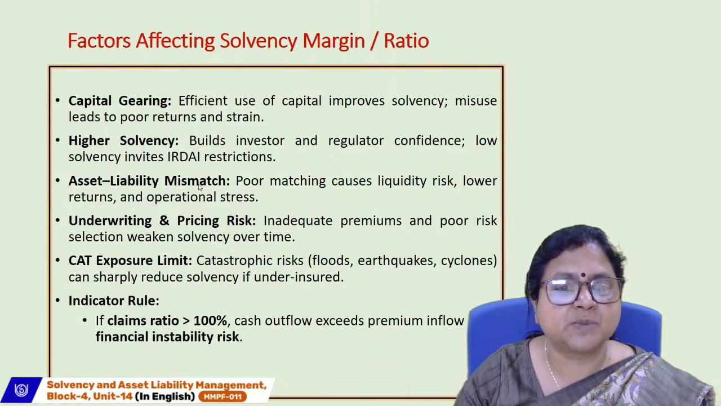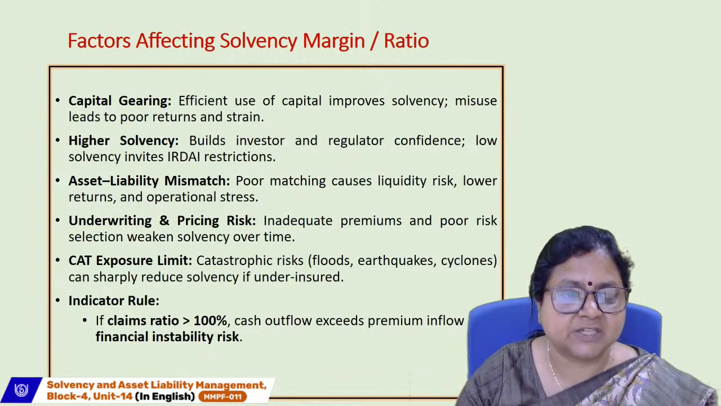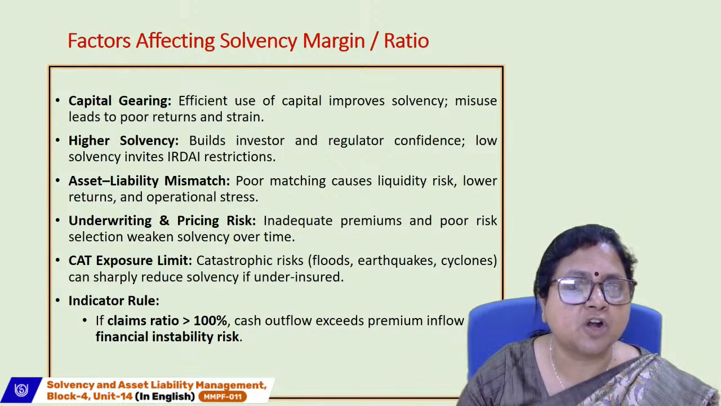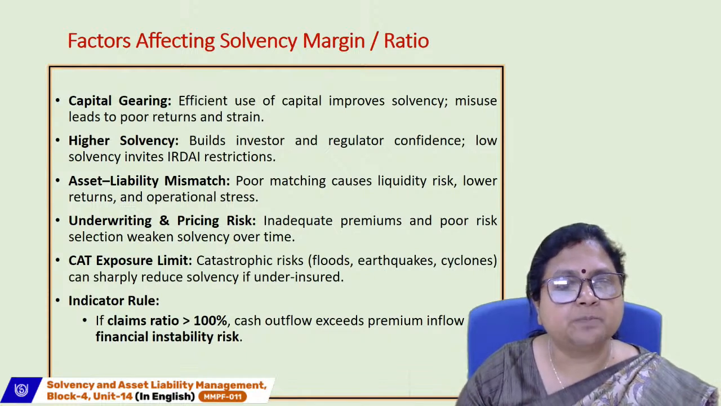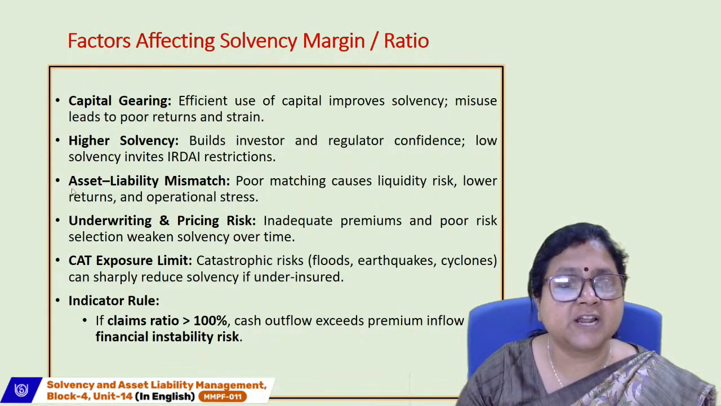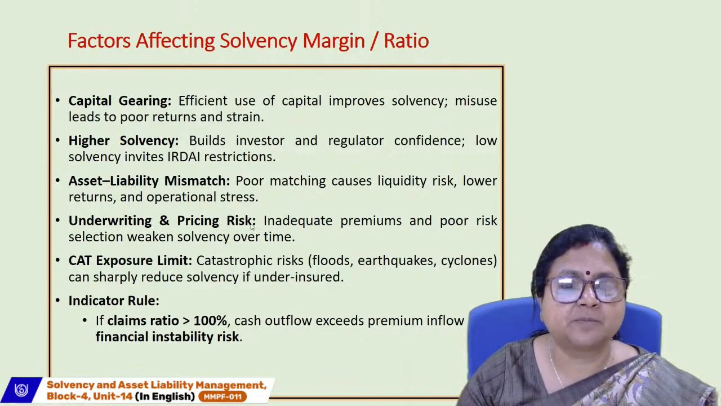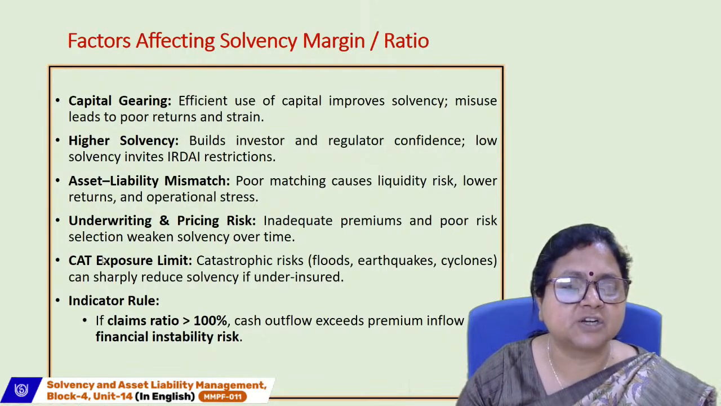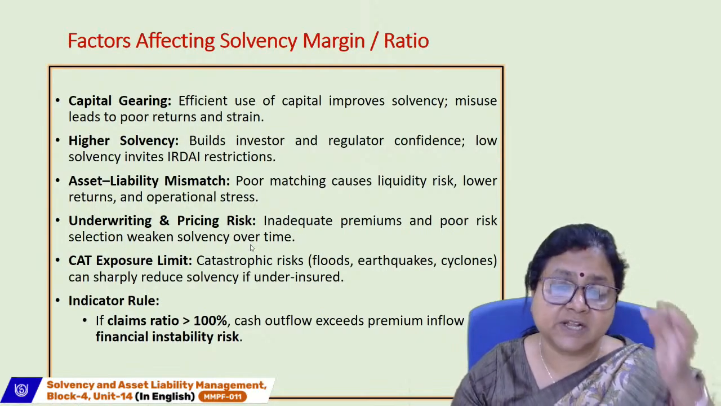Then, asset liability mismatch is another factor. If an asset liability mismatch is there, then obviously there will be liquidity risk. That means you will not be able to repay the liabilities as they come. So assets have to be greater than the liabilities. Underwriting and pricing risk: inadequate premium and poor risk selection weaken the solvency over time.